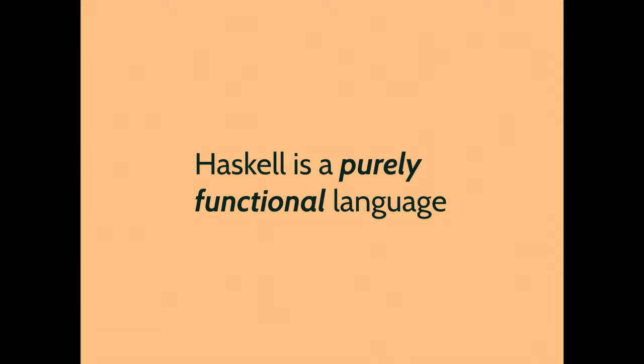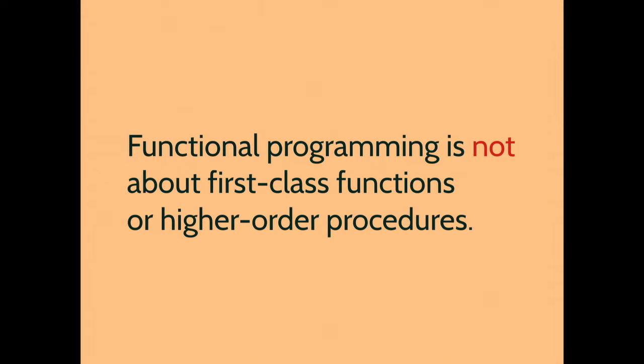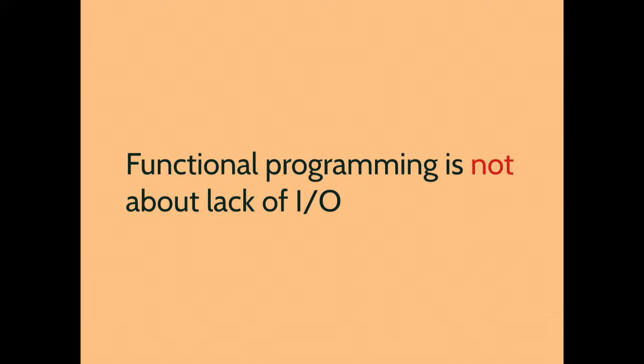Okay, so Haskell is a purely functional language, and I promised I would say what that means. So what does it mean? What is purely functional? Functional programming, I want to say, is not about first-class functions. It's not fundamentally about functions being values. And it's not about higher-order functions like map or filter or things like that. And functional programming is definitely not about lack of I/O, because Haskell can definitely do I/O, and Haskell is yet purely functional. And it's also not fundamentally about immutable data. Haskell can handle mutable data in a purely functional way.